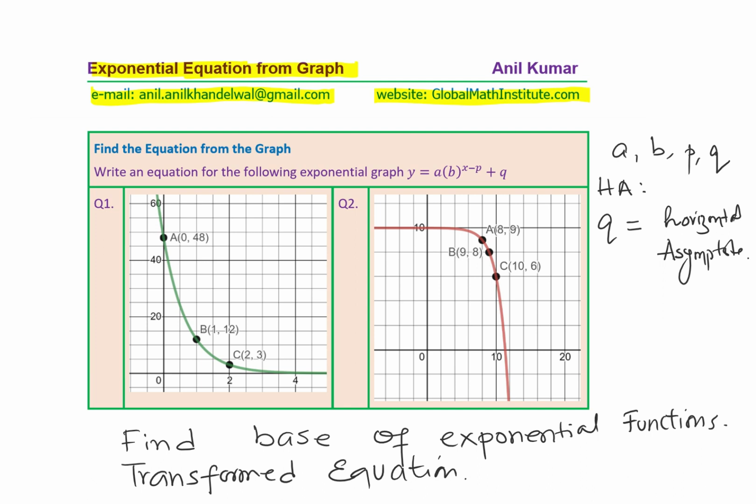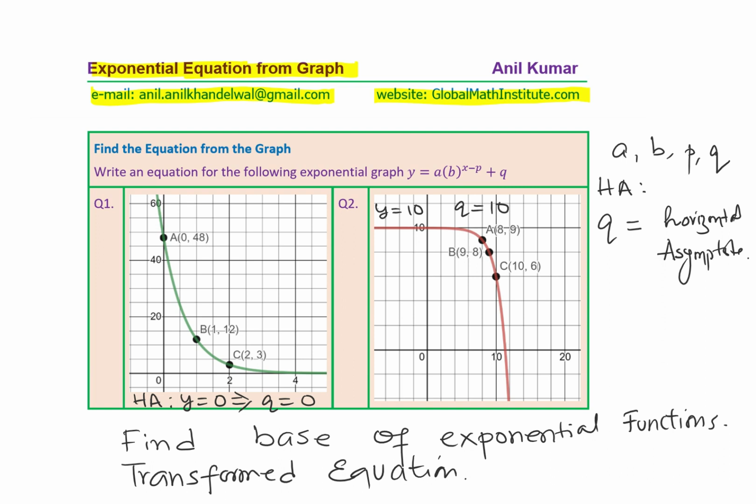So even before starting, you could do this analysis. Now here, the horizontal asymptote in the first case is y equals 0. And that gives you the value of q as 0. And in this case, the horizontal asymptote is y equals 10. And therefore, the value of q is 10. You get the idea. So this should be your first step. In both cases, you can find the value of q straight away.